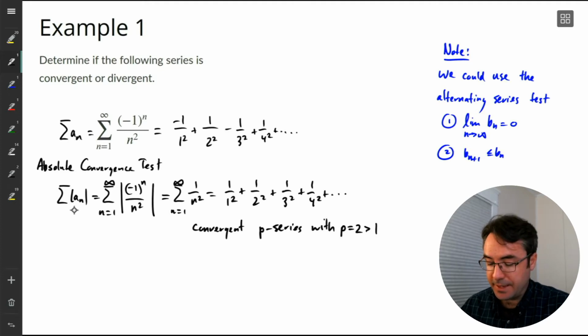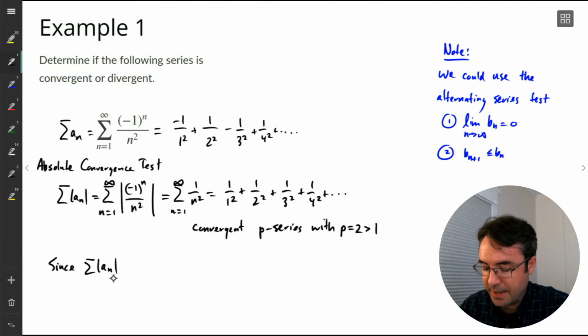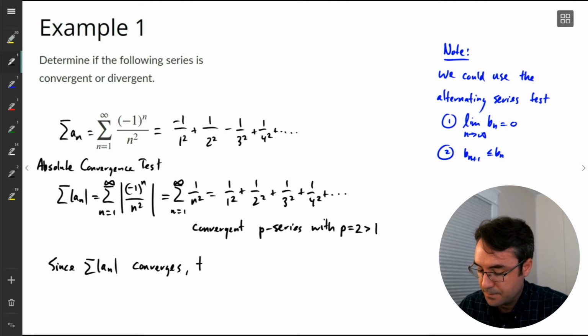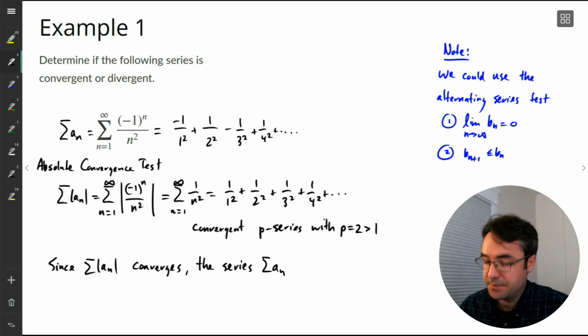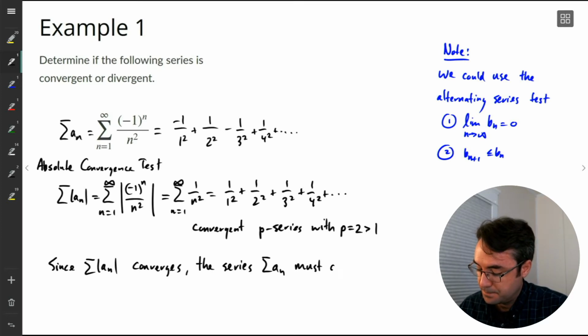All right, so we know that sigma absolute value an is a convergent p-series. So that means our original series also converges. So since sigma absolute value an, the series of absolute value terms, converges, the original series, sigma an, must also converge, by the absolute convergence test.